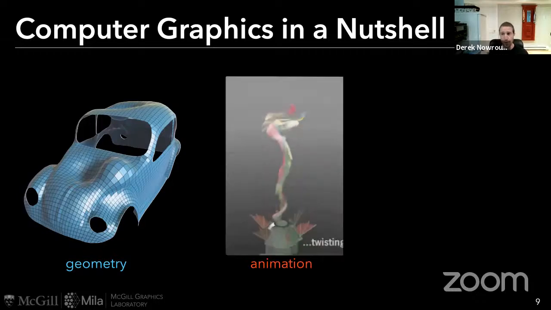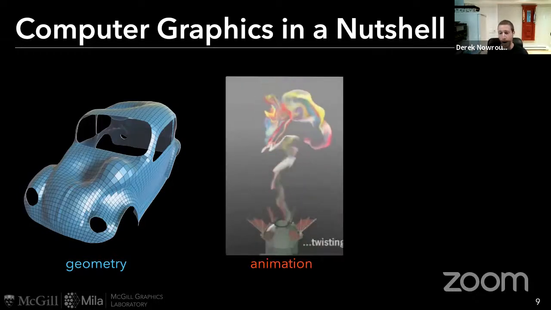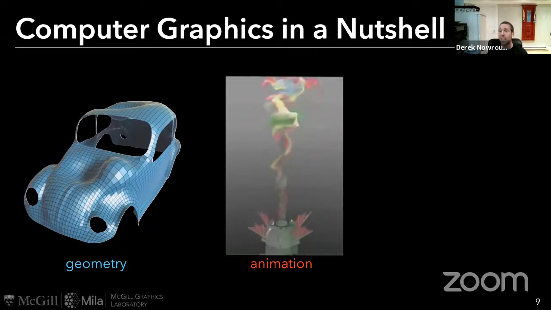That leads us quite nicely into the second subarea of computer graphics, animation or physics-based animation, where we talk about how these 3D shapes evolve over time. And in doing so, we have to talk about the laws of physics, the laws of motion, and how we can be applying them to these 3D representations and evolving them over time.